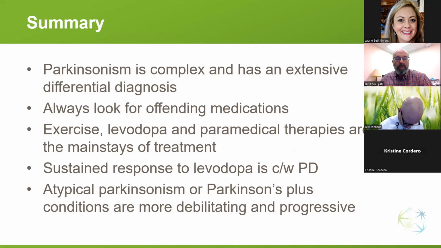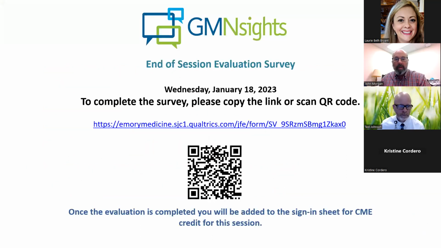Exercise should be encouraged in all patients to the degree they can do it. Levodopa therapy is the mainstay of therapy. Paramedical therapies like PT, OT, and speech are very helpful and have good data behind them. And if someone has a sustained response to levodopa, it's consistent with Parkinson's disease. Atypical parkinsonism or Parkinson's plus conditions are much harder to live with. And again, the bad brothers are MSA and PSP, which are more debilitating and progressive to live with. And that's it.